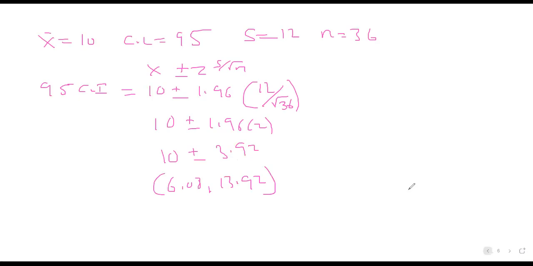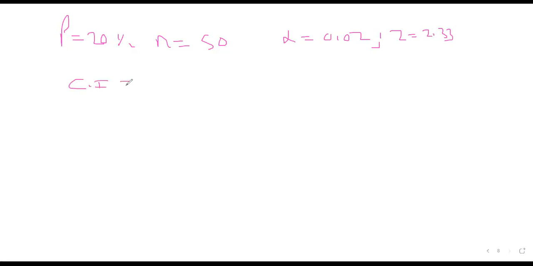Sorry, maybe I didn't really understand how you came up with the... No, there I did understand. But then after the 3.92, which was a multiplication of 1.96, 10 minus 3.92 is 6.08. 10 plus 3.92 is 13.92. Oh, okay.